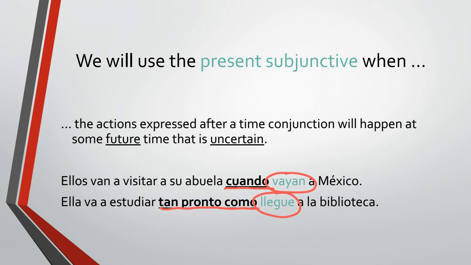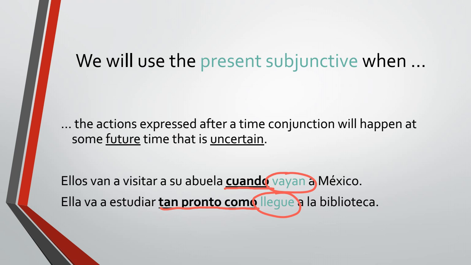So let's read these sentences and see if we can figure out why we decided to use the present subjunctive for both of these verbs instead of just the present tense. So the first one there, ellos van a visitar a su abuela cuando vayan a Mexico. So they are going to visit their grandmother when they go to Mexico. So they go to Mexico. Is this a habitual or factual thing? Or is it an action that's going to happen sometime in the future and we're uncertain?